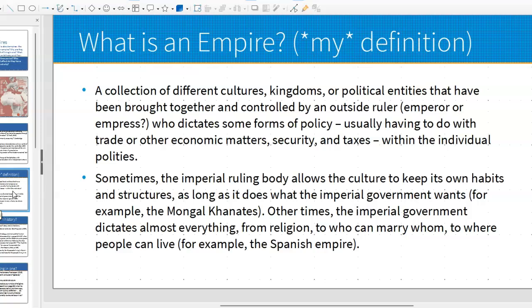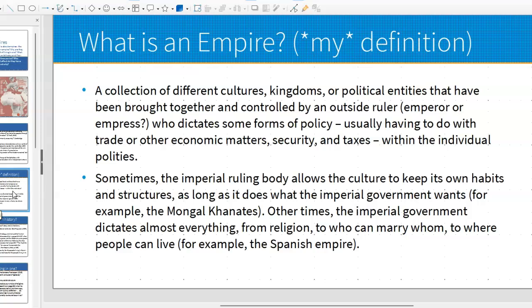Other times, the imperial government dictates almost everything from religion to who can marry whom, to where people can live. And this is a good example brought to us in this period by the Spanish Empire, who actively attempted to convert all the indigenous peoples of the Western Hemisphere to Catholicism in order to counteract the loss of many Catholics to the Protestant Reformation. It was also a matter of trying to control the peoples of the Western Hemisphere that they captured.